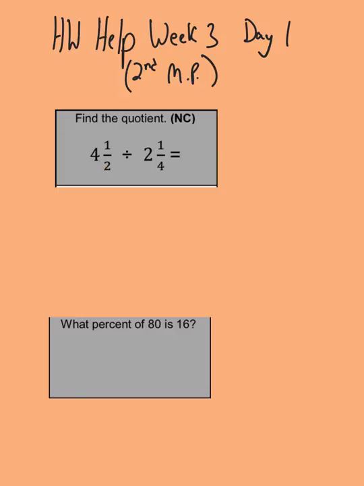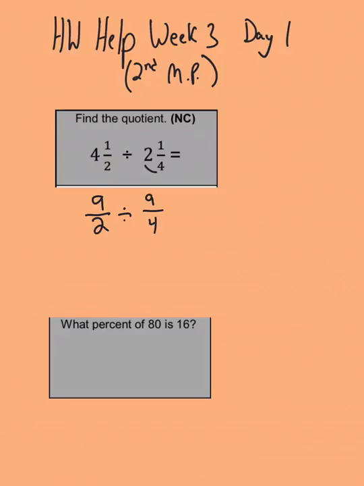Remember, the first thing you need to do is make sure both numbers are fractions. Right now they're mixed numbers, we need to make sure they're improper fractions. So I'm going to take 4 times 2, which is 8, plus 1 is 9. That means it is 9, and the denominator stays the same. Still division. Now I'm going to do the same thing here. 2 times 4 is 8, plus 1 is 9. So it's 9 this time over 4 because the denominator stays the same.